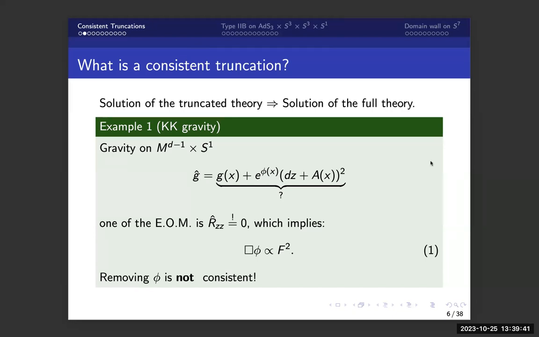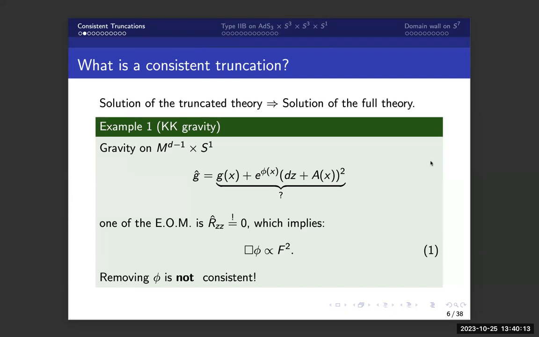An example that we probably all know is when you want to do a compactification of standard gravity on a circle. This is old Kaluza-Klein gravity. One can write a metric ansatz of this form. This is a truncation in the sense that this kind of metric only describes the dynamics of a metric on the external space, a scalar, and a one-form potential. So not every metric will have this form in general.